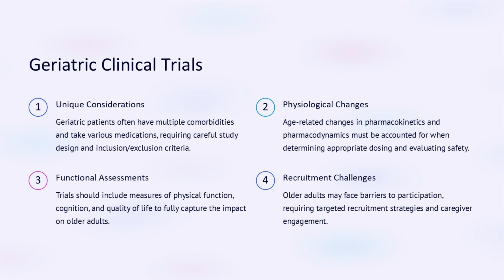It's important to include measures of physical function, cognition, and quality of life in these trials to fully understand the impact on older adults beyond just the primary medical outcome. Older adults may face barriers to participating in clinical trials, such as transportation challenges or caregiver responsibilities. We'll need to use targeted recruitment strategies and engage with caregivers to overcome these barriers.